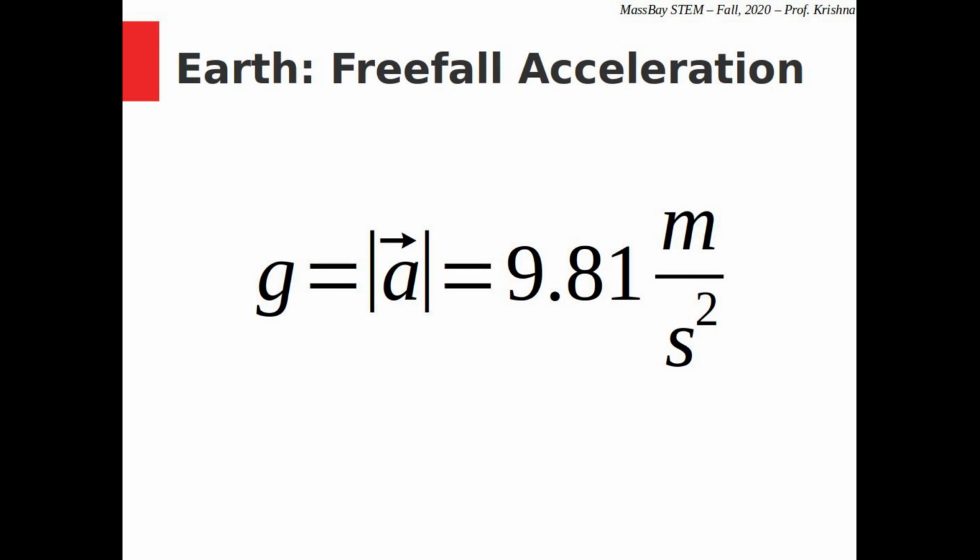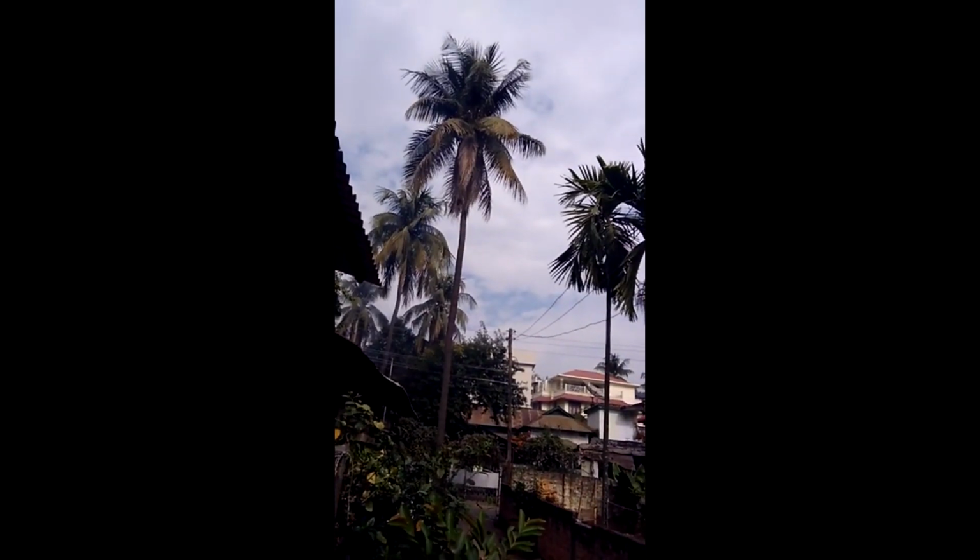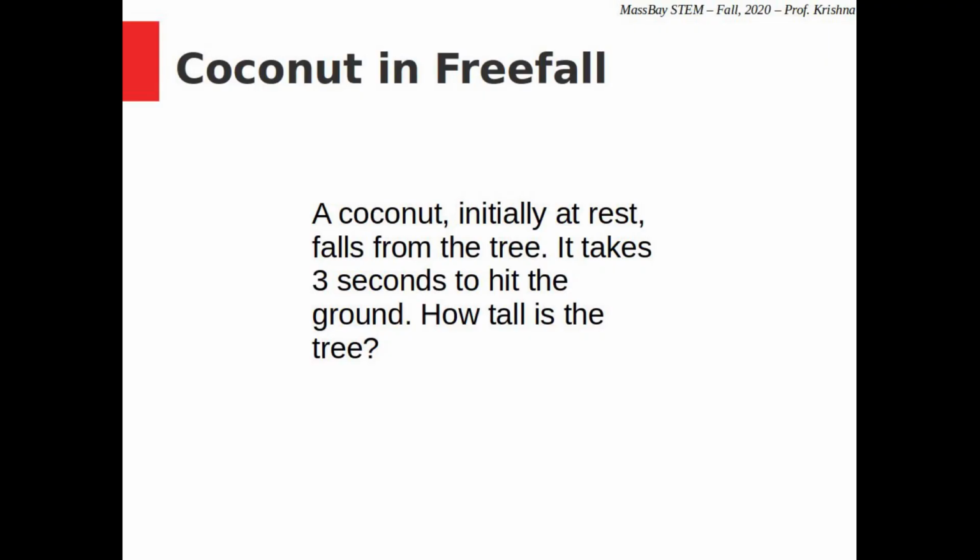Of course, the value is different on other celestial bodies. Here is a coconut tree. A coconut, initially at rest, falls from the tree. It takes 3 seconds to hit the ground. How tall is the tree? We can solve this using our process.